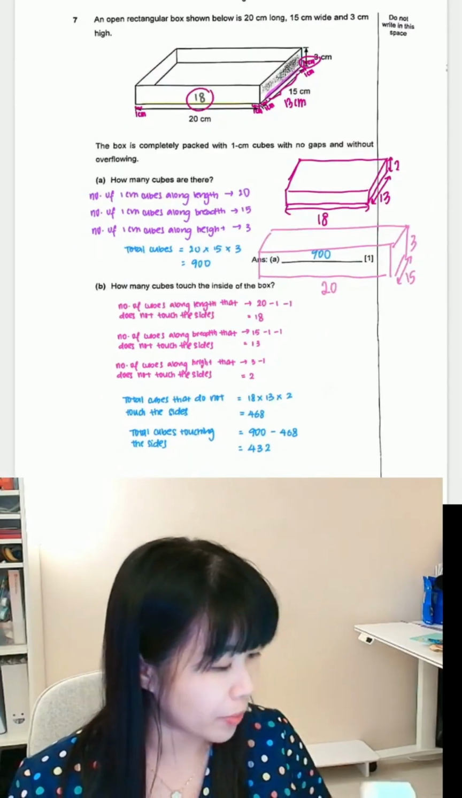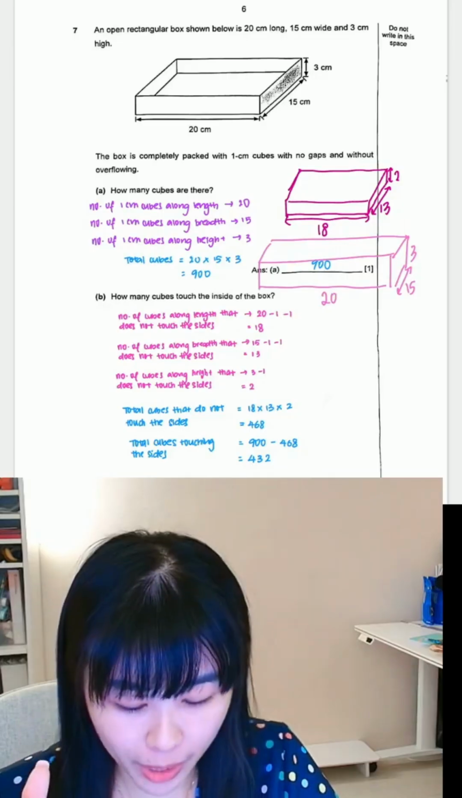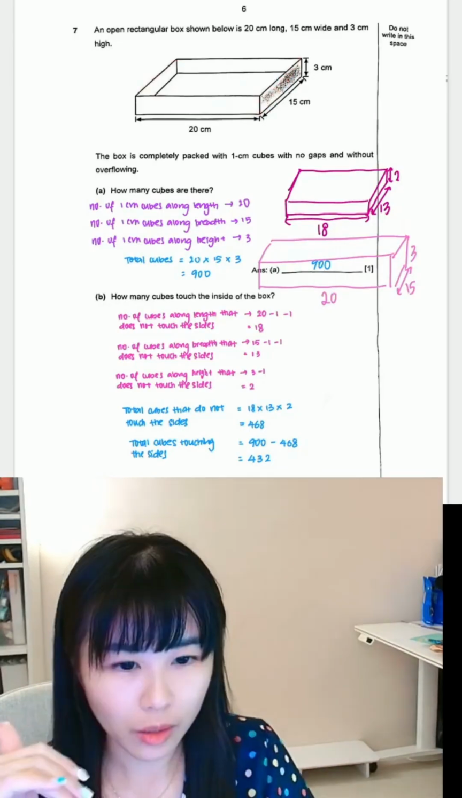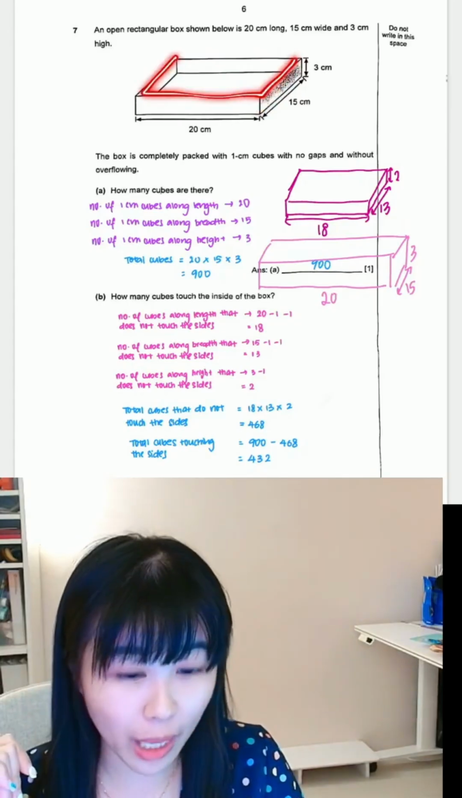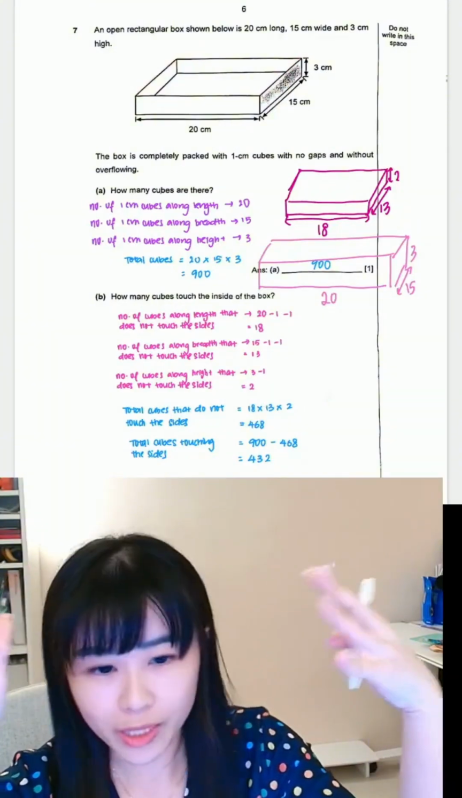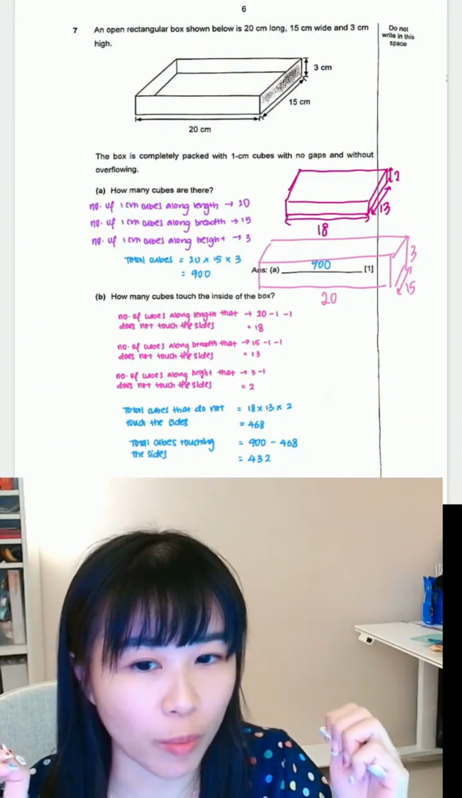no lid there. For example, there is a year of PSLE paper very similar to this, but they changed it a bit. So actually this type of question, how it can tweak is, this one doesn't have the lid, but some of the questions can have the lid. Then they ask you, when you put inside more cubes, imagine it's a closed box, then how many of it touch the inside of the box? It can also be like this.